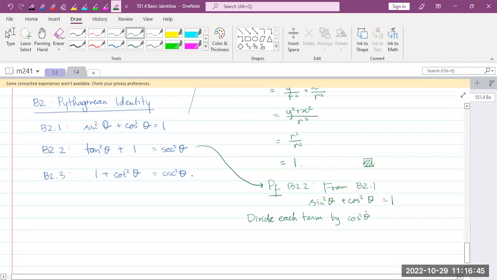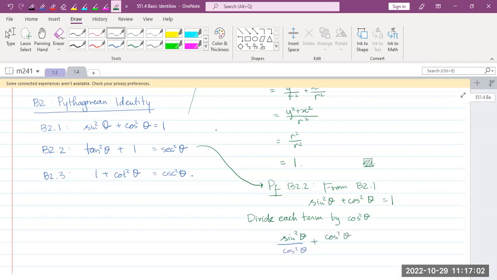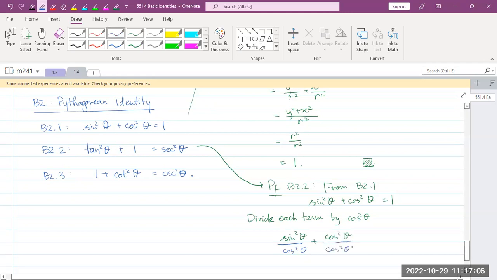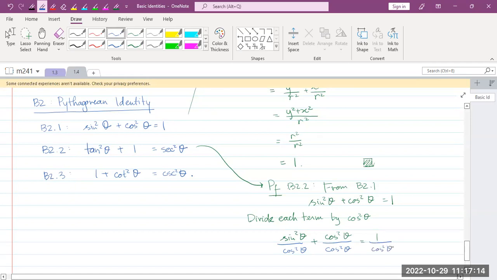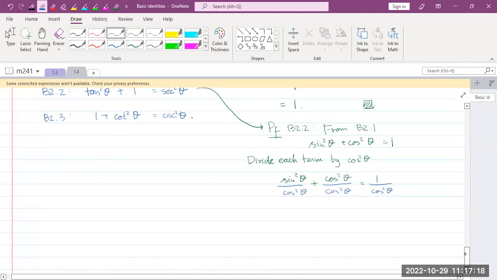All right, let's write it down. So what we have is sine squared theta divided by cosine squared theta plus cosine squared theta divided by also cosine squared theta equals 1 divided by cosine squared theta. So you see that I divide each term by cosine squared theta, right? And because I divide each term by the same expression, the quotients should still be equal to each other. However, the first term becomes tangent squared theta. The second term is 1, and the last term is secant squared theta. Okay. Now that's the proof for B22, the second Pythagorean identity.